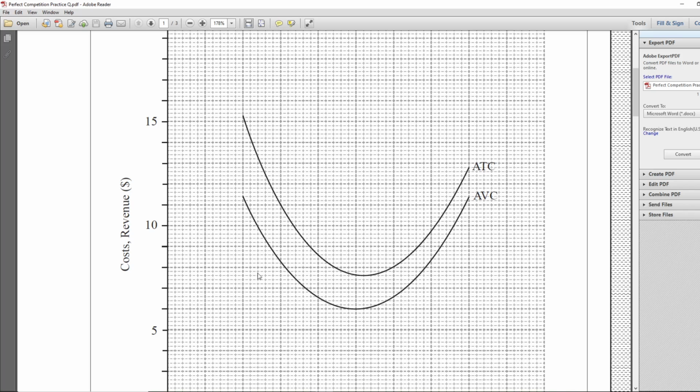What about the shutdown price? Where is the shutdown price? Okay, 5 and 6. Ian is correct. Shutdown price once again is at the lowest level of AVC, because of all the reasons we talked about 2 weeks ago. So 6 is correct. Break-even price 7.6, shutdown price 6.